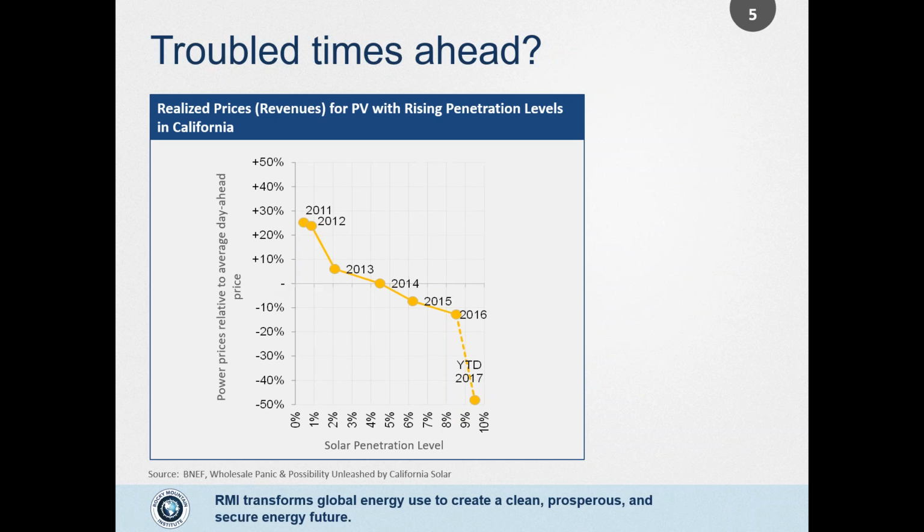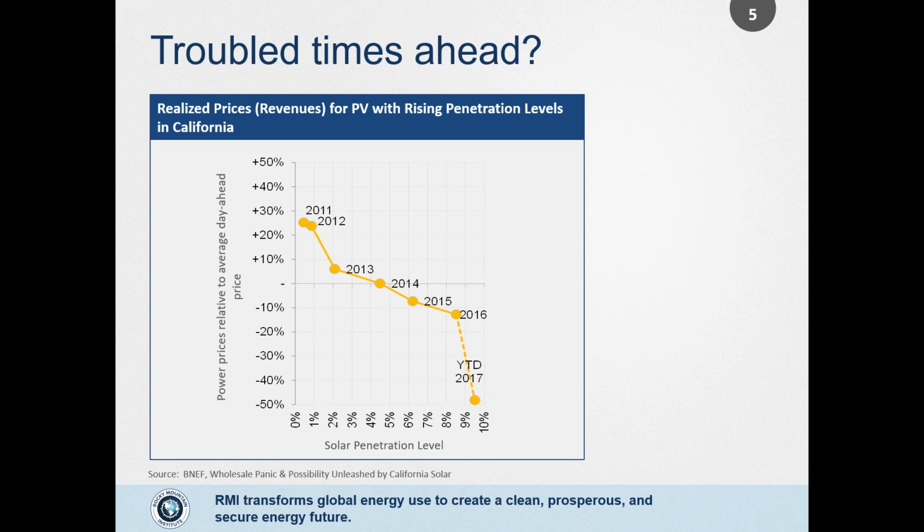The y-axis shows how much revenue solar projects earned in California relative to the average wholesale prices realized that year. As you can see, in 2011 and 2012, when solar was providing probably less than 1% of generation, it was earning about 25% above that average wholesale market price. This is largely because it was mostly generating in those times of the day with peak prices. But by 2017, solar is providing about 9% of annual energy in California, but is making 50% below that average revenue.